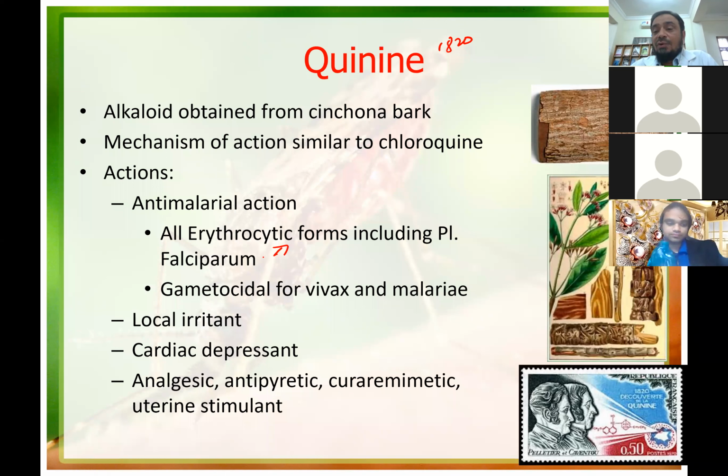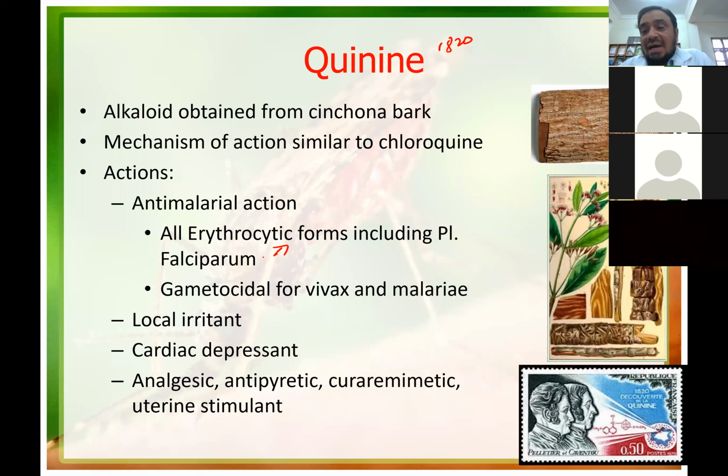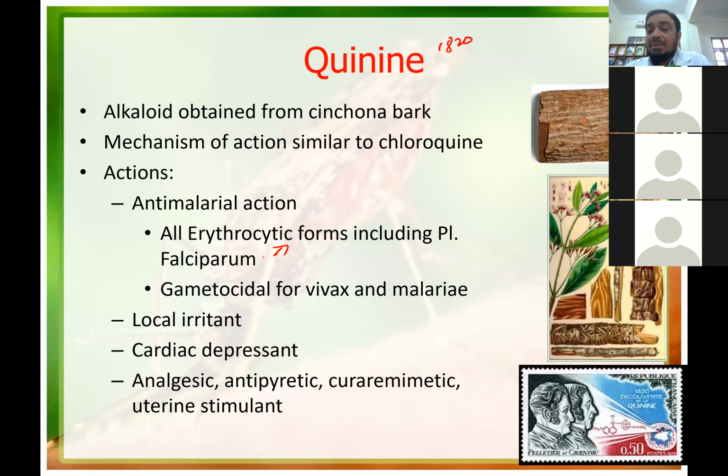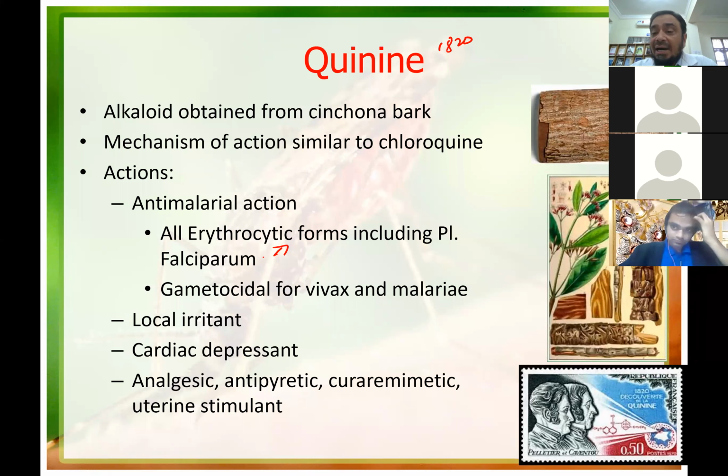Now, the other actions of quinine. Quinine is a local irritant. So when you are giving it intravenously, take care that it does not leak out, because it will lead to necrosis, and then the other complications because of its necrosis, gangrene, fibrosis, etc. So it should not leak out, and it is not given by intramuscular route because of its irritant action. It increases the gastric acid secretion when it is given orally. It is also a cardiac depressant.